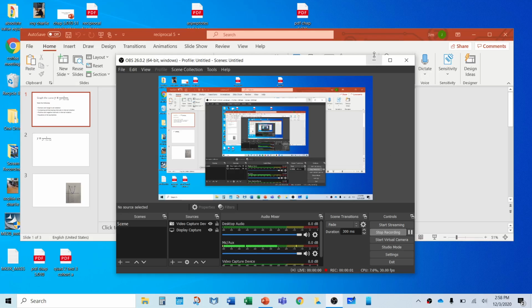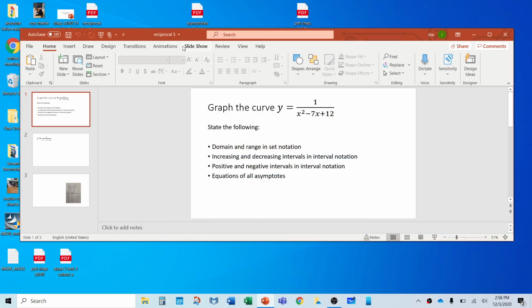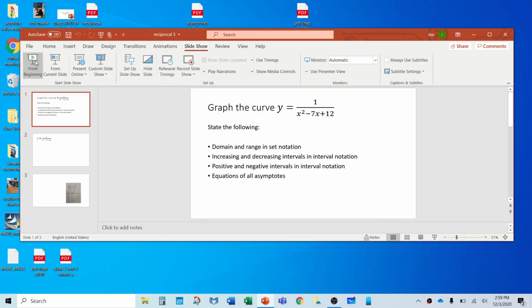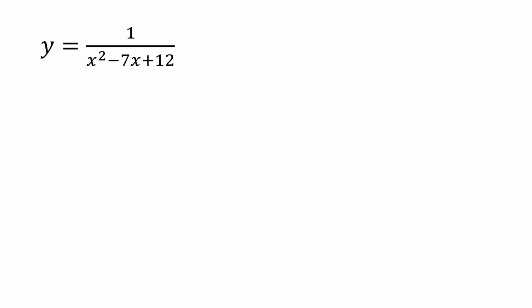In this video, we're going to graph the curve y equals 1 over x squared minus 7x plus 12 and determine some other information. Well, the first thing we want to do is graph the curve y equals x squared minus 7x plus 12. So it's good to see if we have any x-intercepts, and in this case we do. We have an x-intercept at 3 and at 4.